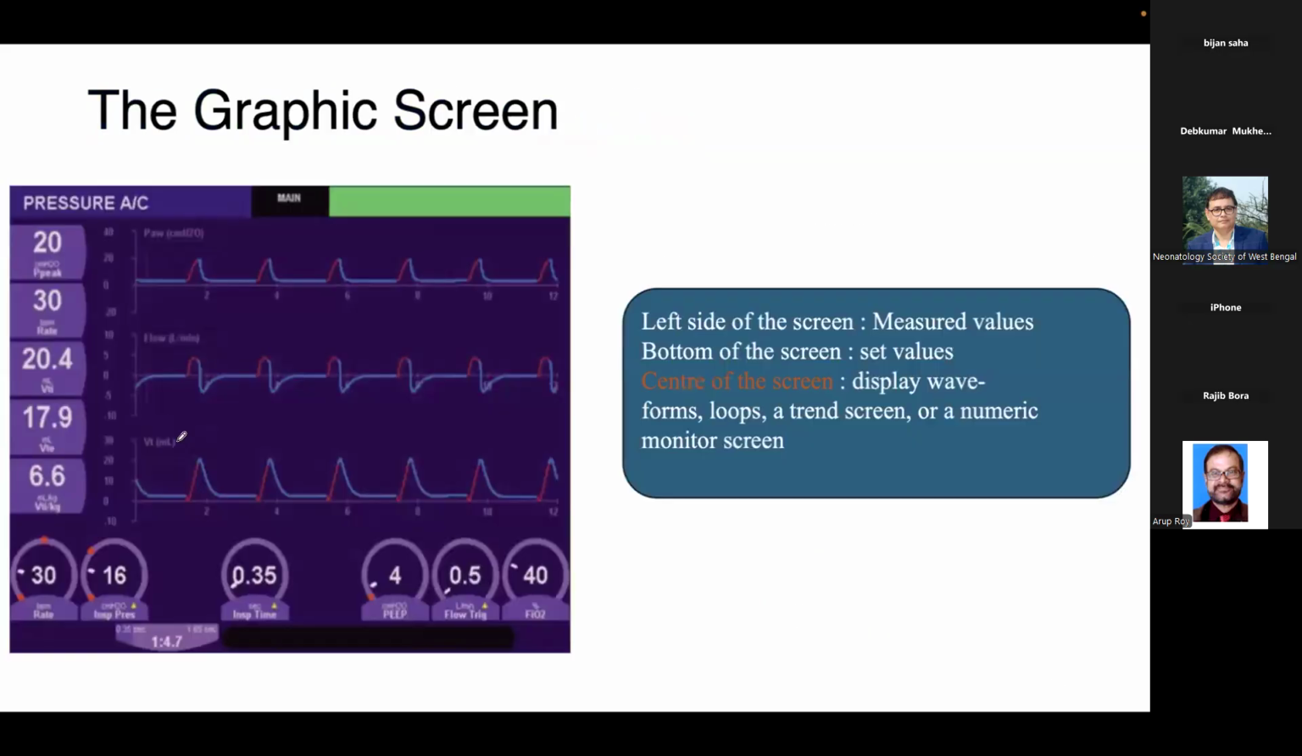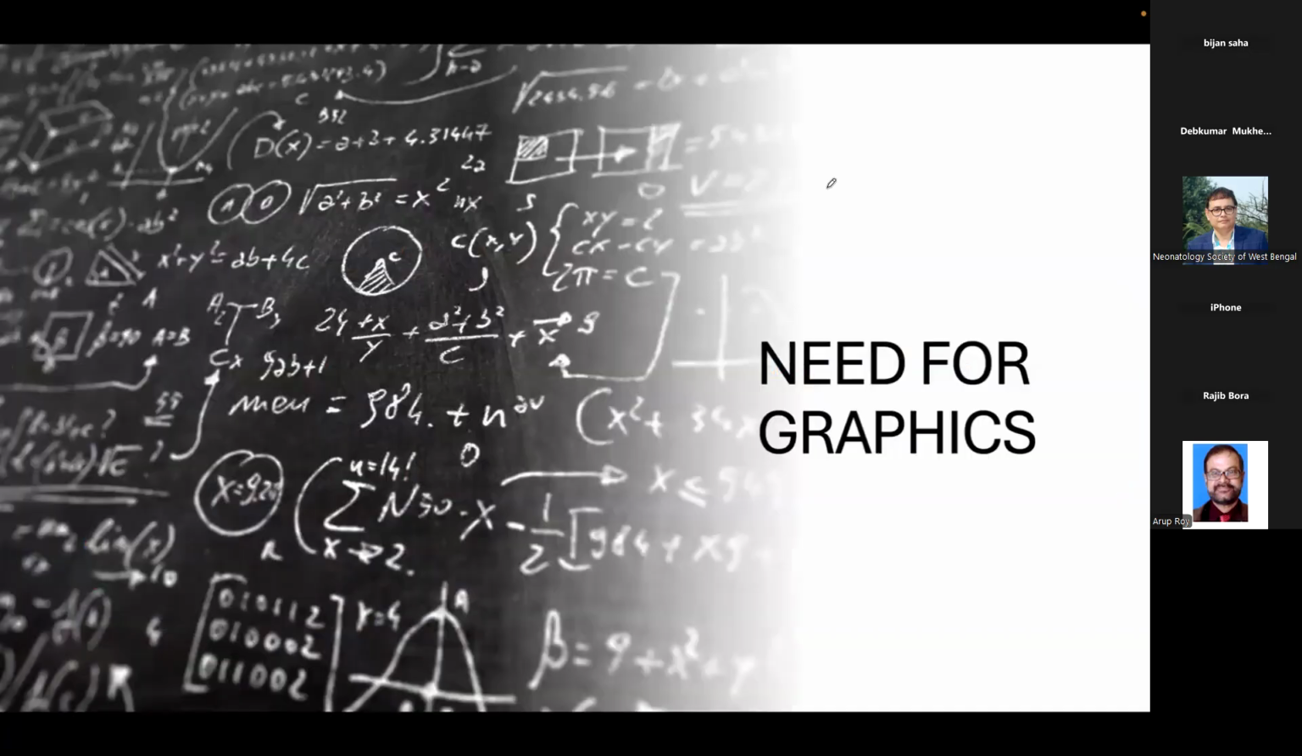Since we are dealing with graphics today, what do you see in the graphic screen? This is how we see it on the monitor when we ventilate a patient. The left side of the screen is your measured values. At the bottom of the screen are the values set by the operator. In the center of the screen is where the graphics appear. It could be scalars, it could be loops, it could be anything. That is not the main point, but the whole screen looks something like this.